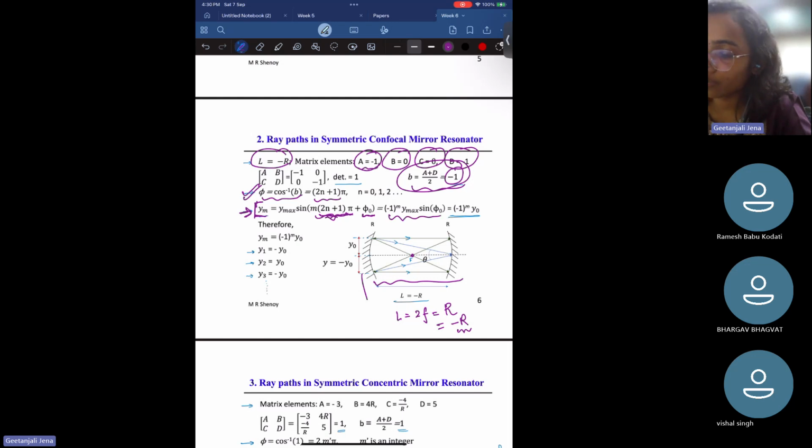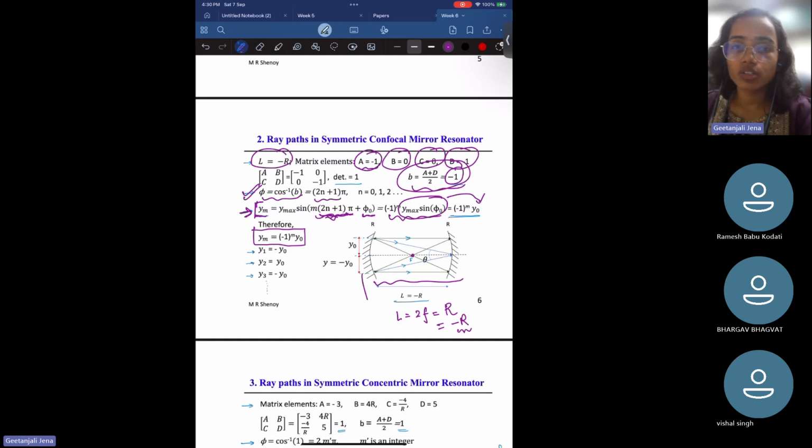This is (-1)^n y_max sin φ0. And what is this relation? This is nothing but y0, right? So that means we got the relation of ym with y0: ym is (-1)^m y0.